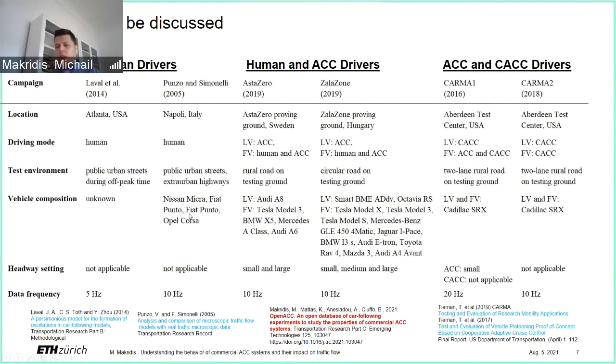Anyway, what I will talk about now, and I think we are approaching the most interesting part, is empirical results and different dimensions with regard to the behavior of ACC systems. So you can see here six data sets. This data set is from Jorge, from 2014, with human drivers. A dataset from Vincenzo, 2005, from Naples, with a platoon of four vehicles, I think. These two datasets are with human and ACC drivers from the Open ACC dataset. I will talk about this in the next slide.